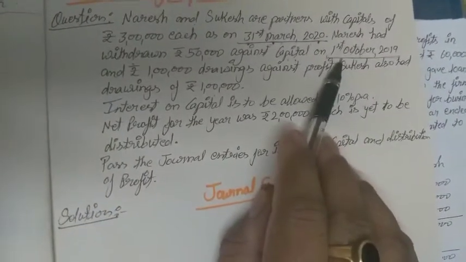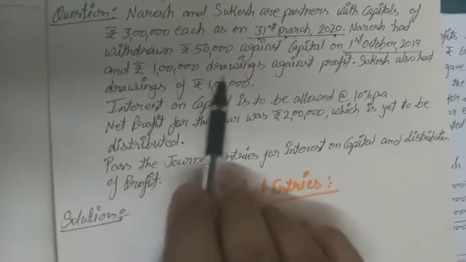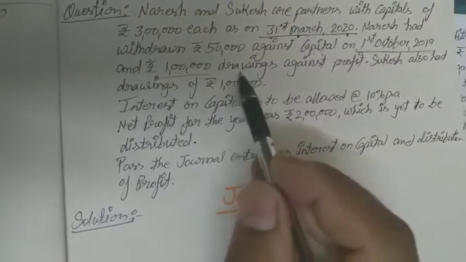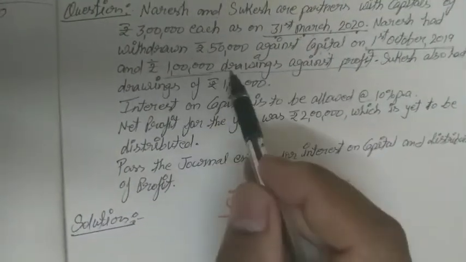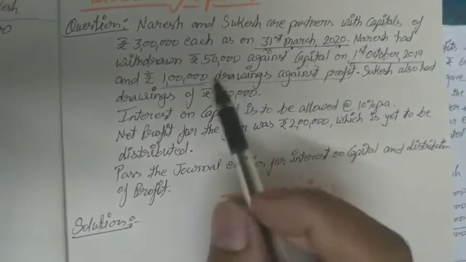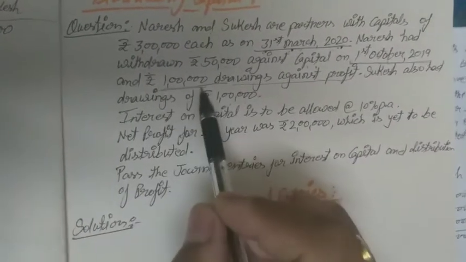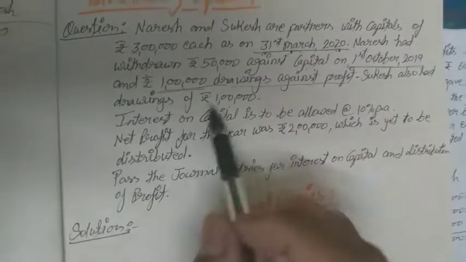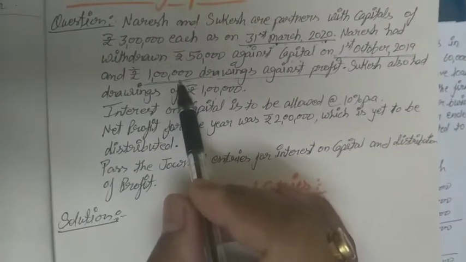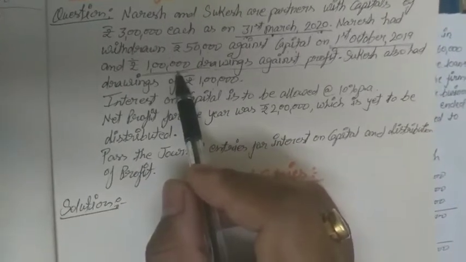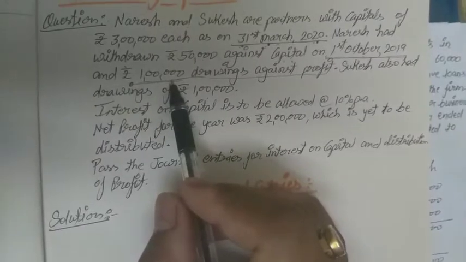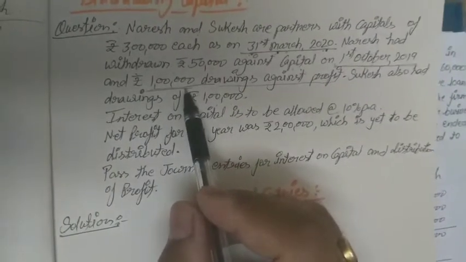1 lakh rupees drawing against profit. This drawing will be taken on the last date of the year, that is 31st March 2020. If the drawings were calculated on 31st March 2020, this 1 lakh rupees would be subtracted from that capital, but now we are calculating the opening capital. So when calculating the opening capital, we have to add this drawing back.